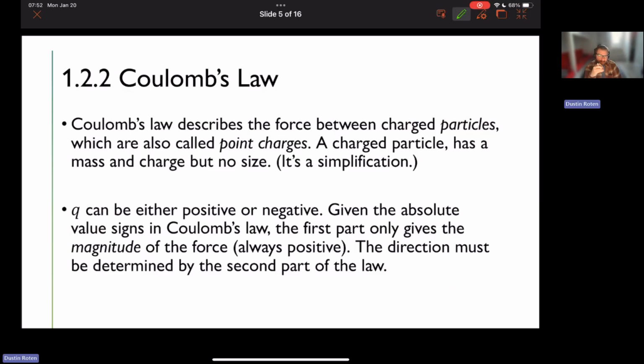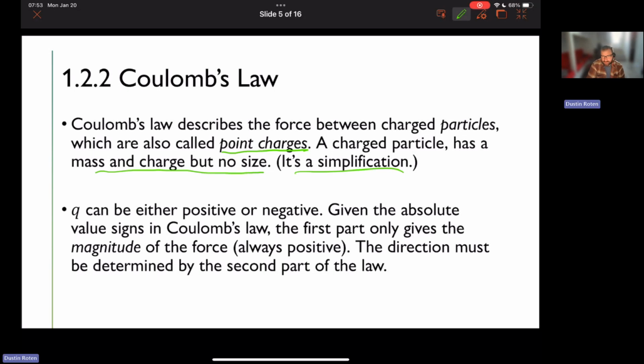So Coulomb's law essentially describes the force between these charged particles. Generally, we're going to talk about these as point charges. A charged particle essentially has a mass but no size. Okay, so this is just a simplification. It's just like back when we were doing kinematics, and we had all the examples of a car moving, but we're just going to model it as a point particle because the shape doesn't matter. In this case, this has got to be something that's small and compact enough to just be represented by a point on the page.